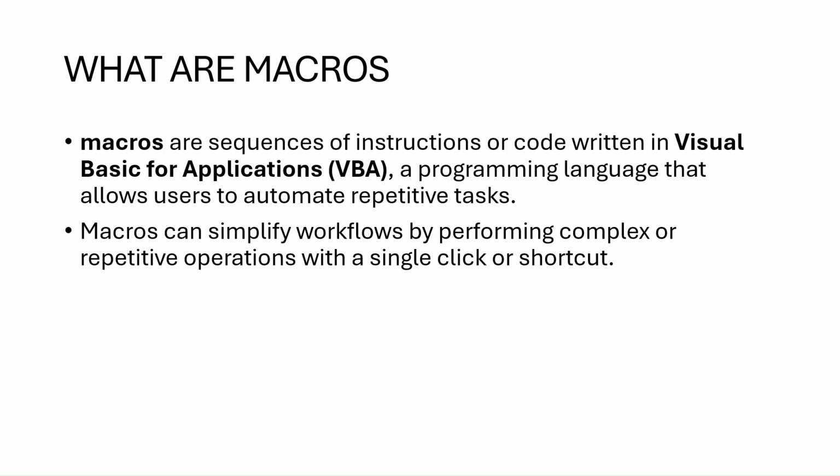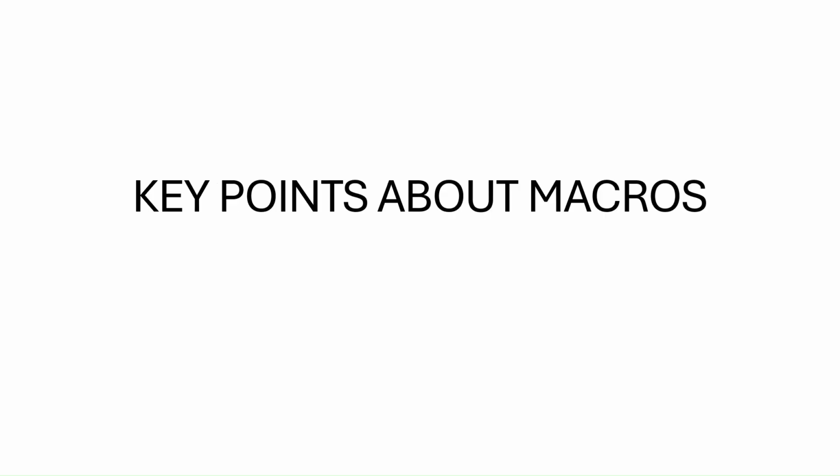What are macros? Well, macros are simply sequences of instructions or code written in Visual Basic for Applications (VBA), a programming language that allows users to automate repetitive tasks. Macros can simplify workflows by performing complex or repetitive operations with a single click or shortcut.